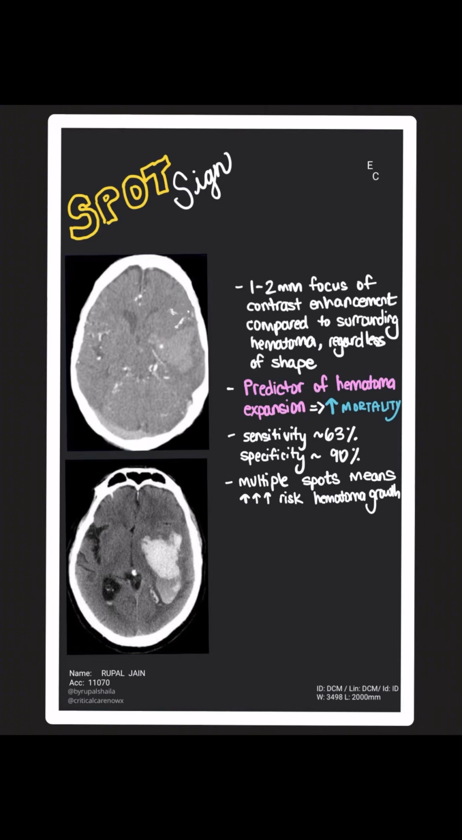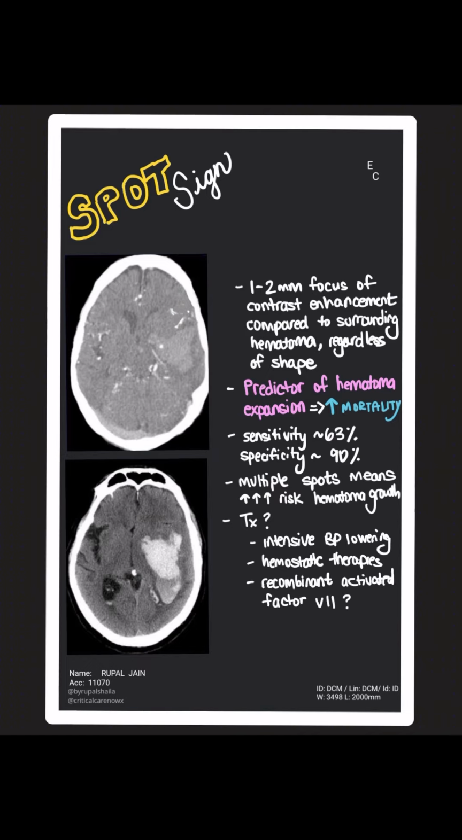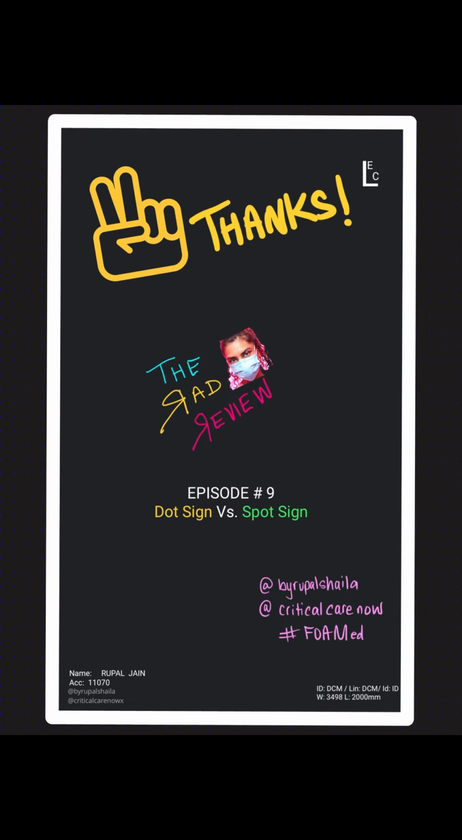The question then becomes, what do we do once we've identified a spot sign? Well, given the patient's worse prognosis, treatment should be aggressive and may include intensive blood pressure lowering, hemostatic therapy, and although the literature doesn't currently support a mortality benefit, you may consider recombinant factor VII or TXA.